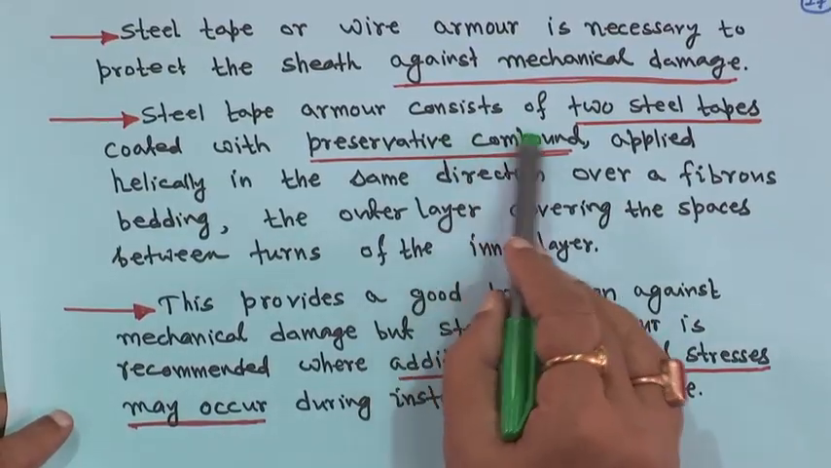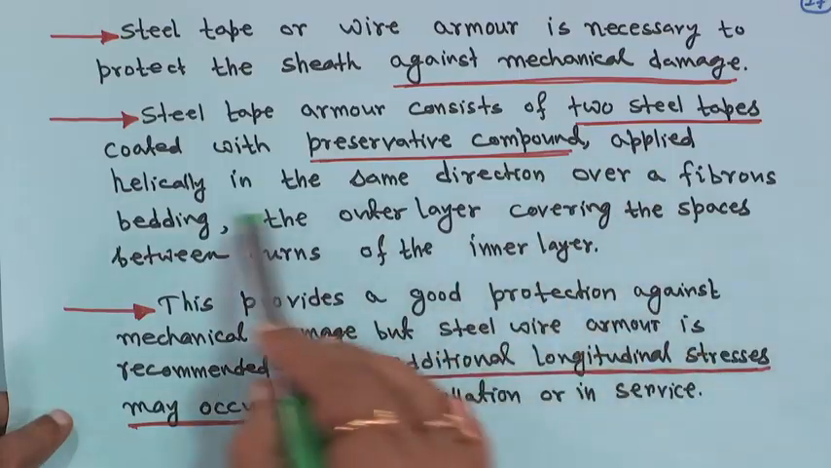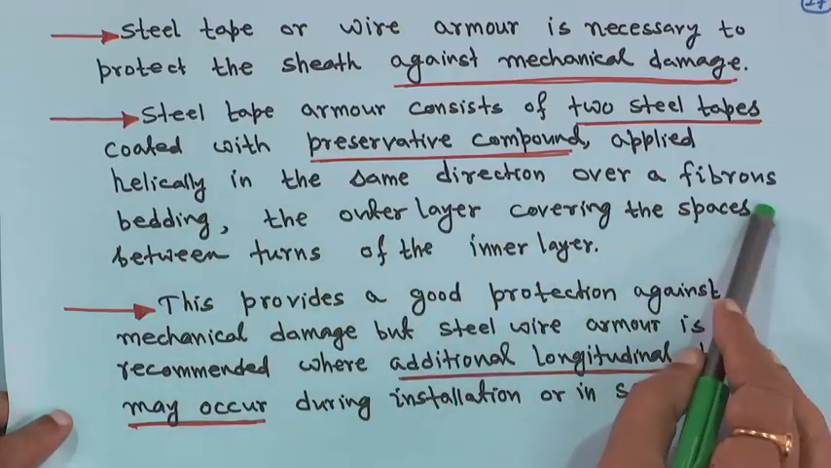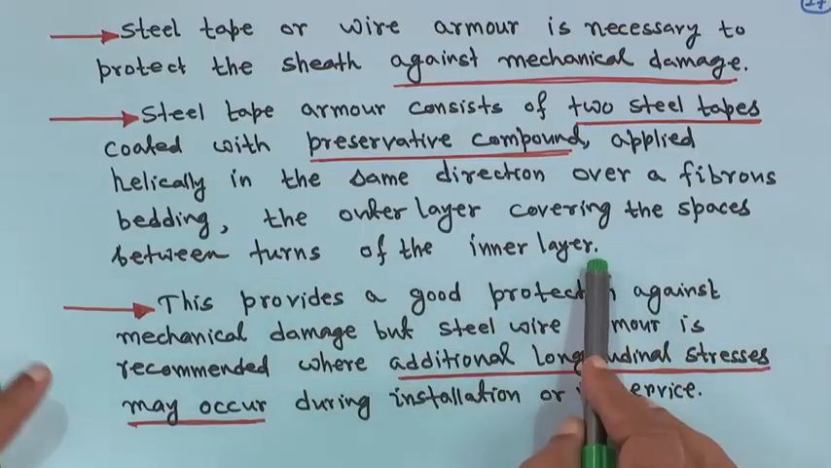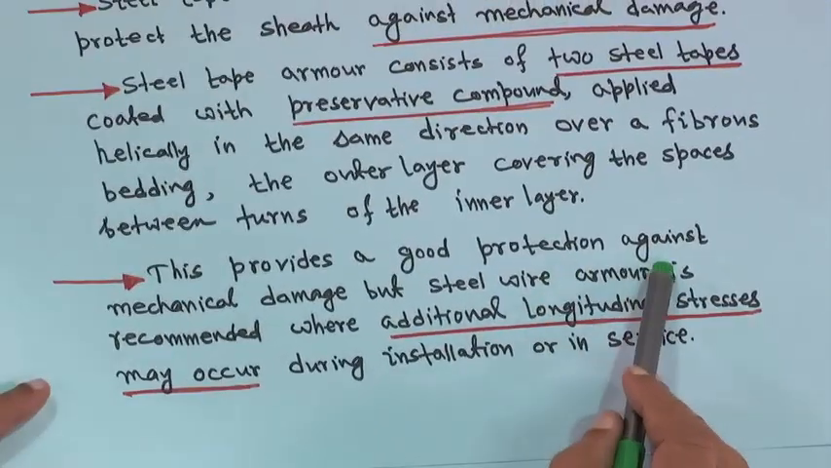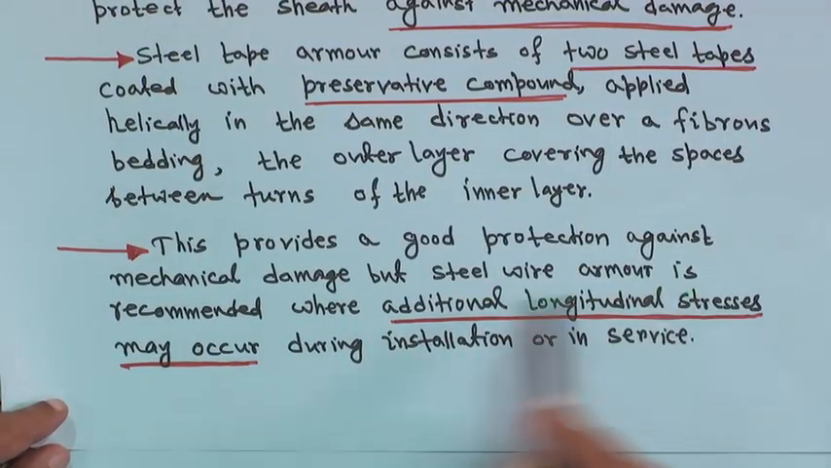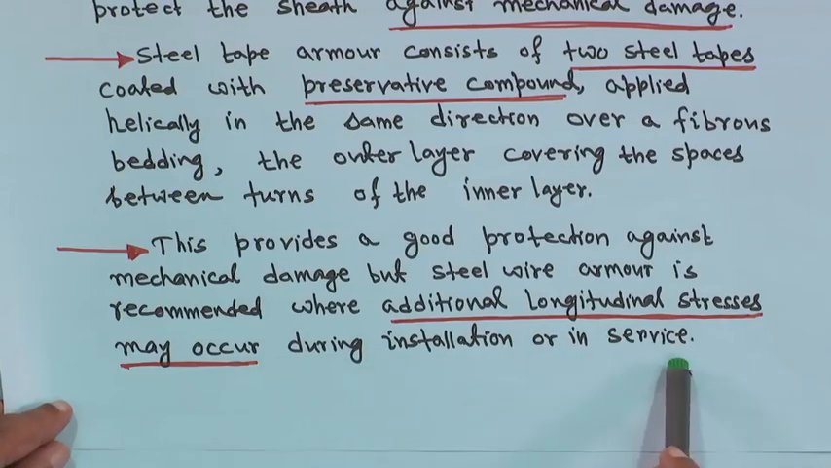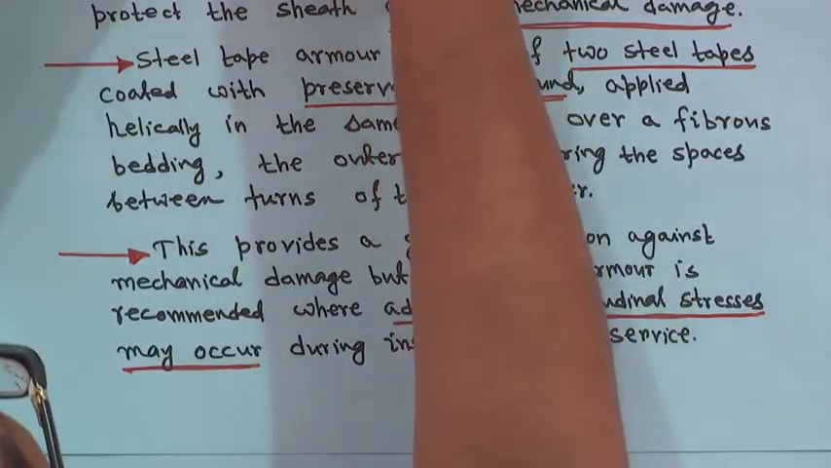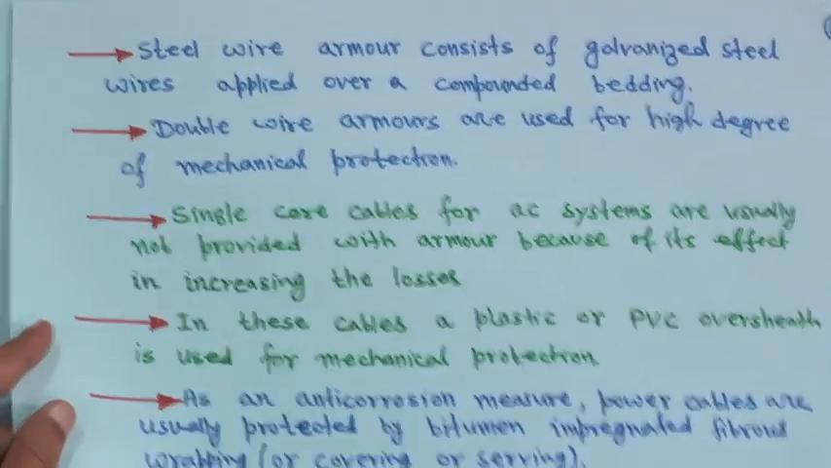Steel tape armor consists of two steel tapes coated with a preservative compound, applied helically in the same direction over a fibrous bedding, the outer layer covering the spaces between turns of the inner layer. This provides good protection against mechanical damage, but steel wire armor is recommended where additional longitudinal stresses may occur during installation or in service, right. Initially, if I show you the figure, it is not possible to tell all these things.